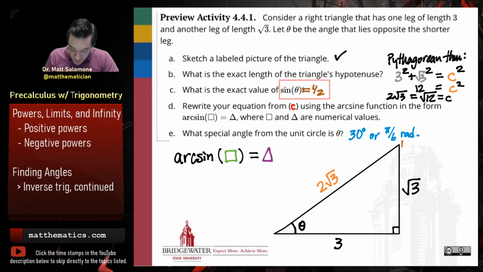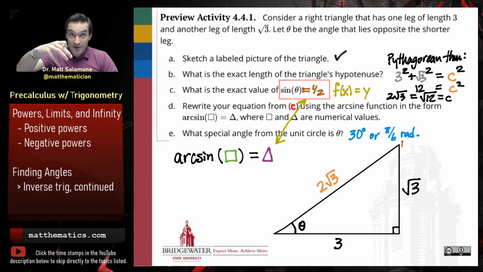All we're really doing here is rewriting something that looks like f of x equals y. Actually, let me write that up here. f of x equals y. So we have some function f, which when I put x into that function, the output value is y. And we want to rewrite that in terms of the inverse function of f. How do we do that?